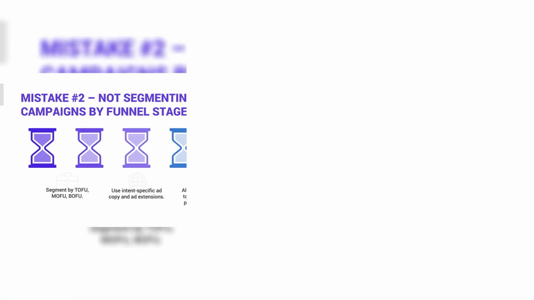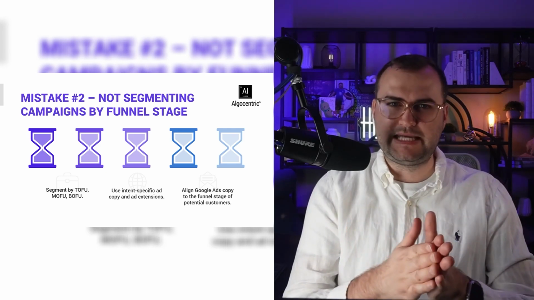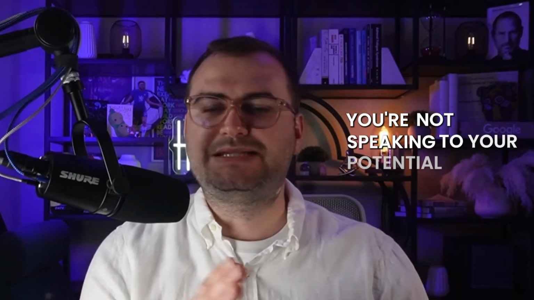Mistake number 2, not segmenting campaigns by funnel stage. One of the most common mistakes in SaaS PPC is dumping all keywords into one generic ad group. If your Google Ads campaign isn't segmented by funnel stage, top, middle, and bottom, you're not speaking to your potential customers with the right message at the right time.